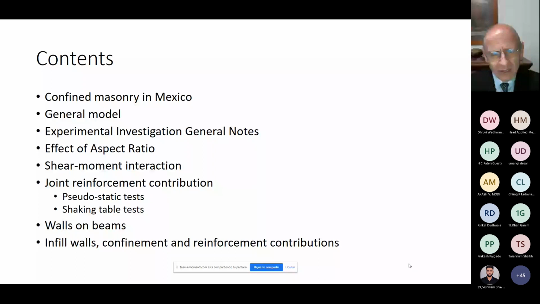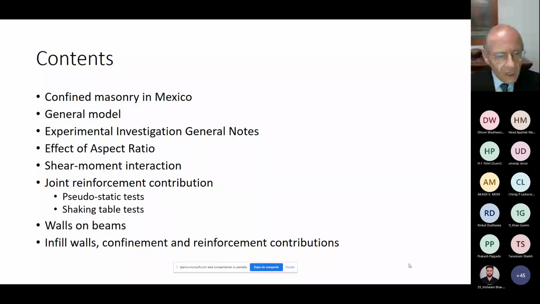Basically, in all the cases, I will present the problem, show the experimental program, and show some of the conclusions that we arrived at with the experiments. Then we go to shear moment interaction. This was a very interesting experimental work. And then we will go to joint reinforcement contribution. We have a few pseudostatic tests and also some shaking table tests. I will address both of them.